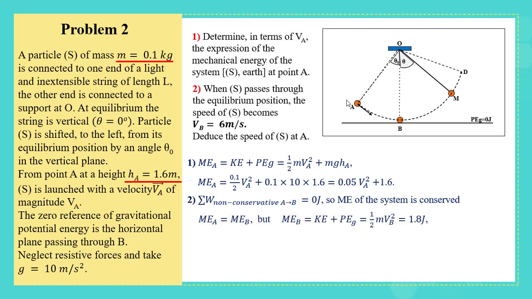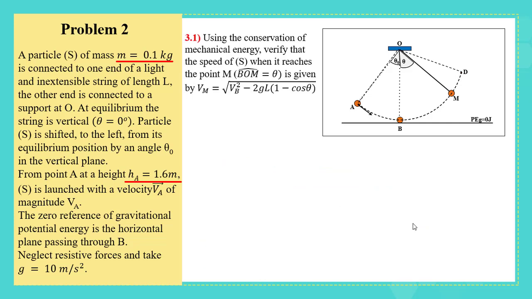Then mechanical energy at A is equal to the mechanical energy at B. Mechanical energy at B is half m VB squared only, because point B is on the gravitational potential energy reference. So if this one is 0, the mechanical energy at B is half m VB squared. VB is 6 squared times the mass, which is 0.1, we get 1.8 joules. Then this value equals the mechanical energy at A, which was 0.05 VA squared plus 1.6. We can find the answer of VA as 2 meters per second.